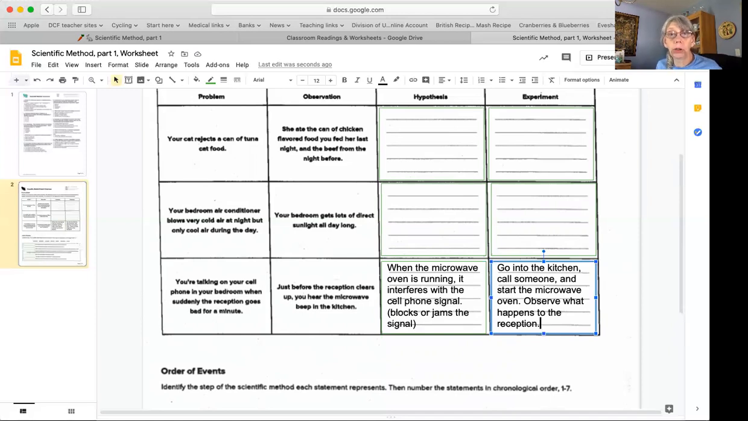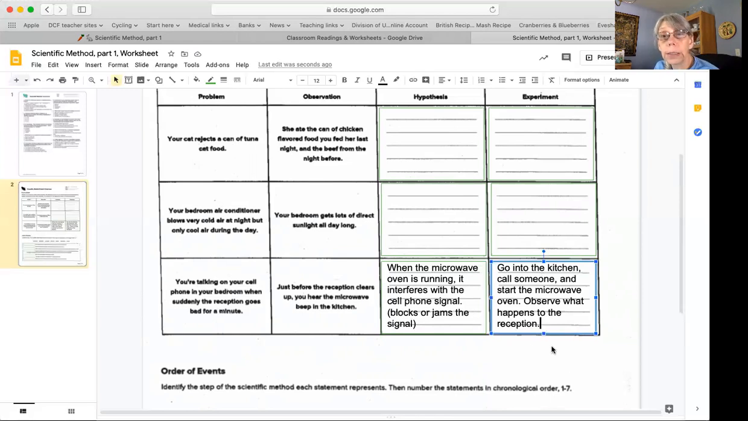Was this just an unhappy coincidence because it messed up your call? Or is this really what caused the problem? All right? That's what we're trying to get at here. So I'm going to leave it up to you to deal with the cat and the air conditioner, in the first two problems.